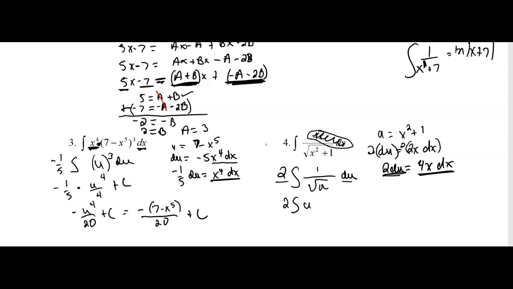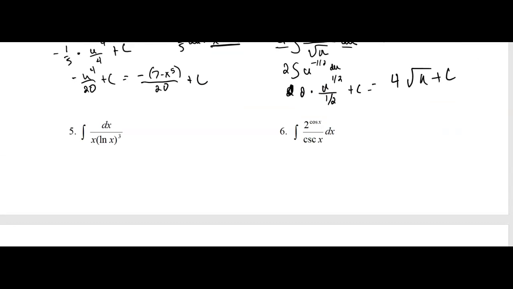This is the old power rule. Bump that up so it's u to a negative half. And then add 1 to that power, divide by that power. So that we would get 4 root u plus c, replace your u with the x squared plus 1, and then that should be our answer.